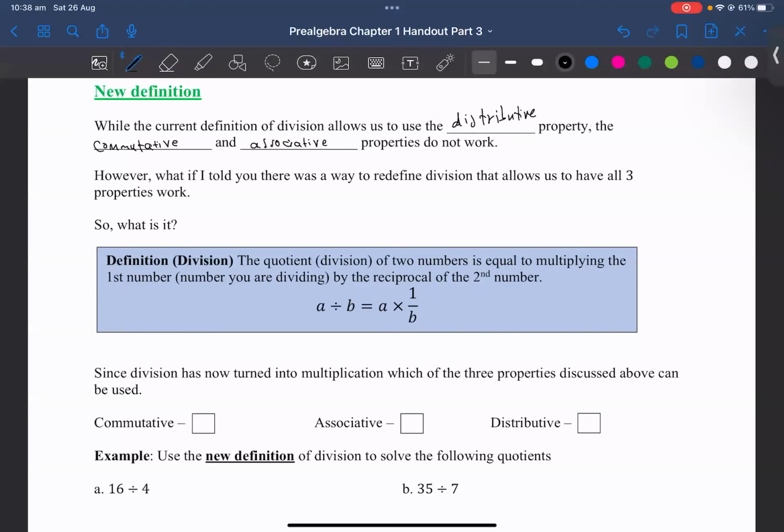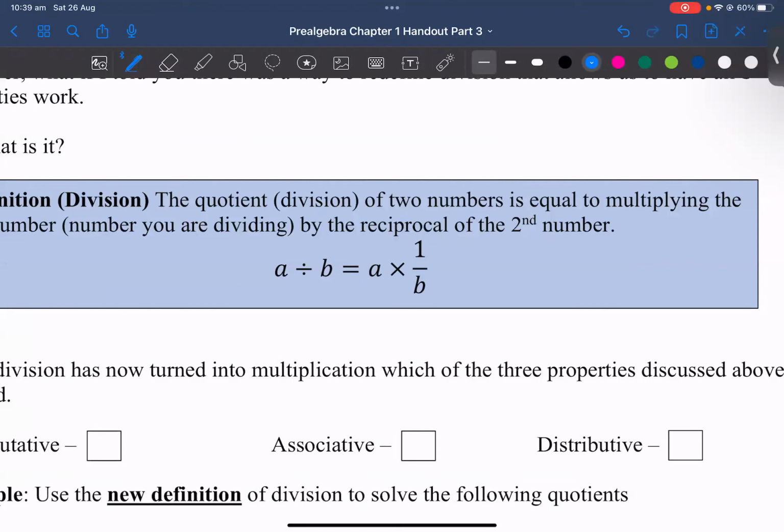But I'm going to tell you now there's a new definition that allows all 3 properties to work. So we're going to redefine division in a different way that makes it a bit more flexible. I know it's going to be a bit tricky for you at the start, but here's the definition. A divided by B is the same as A times the reciprocal of B. Pay attention, this is a really important section.